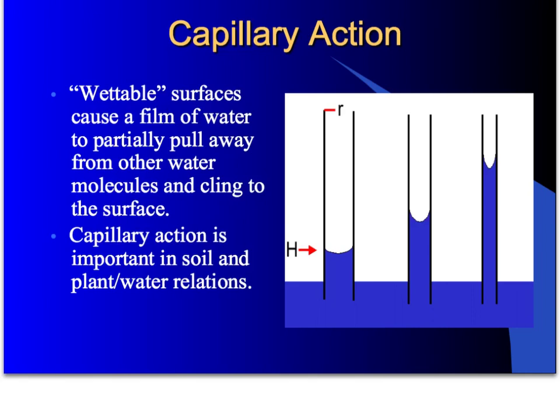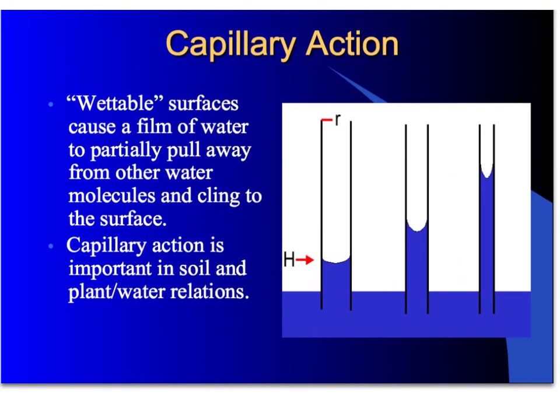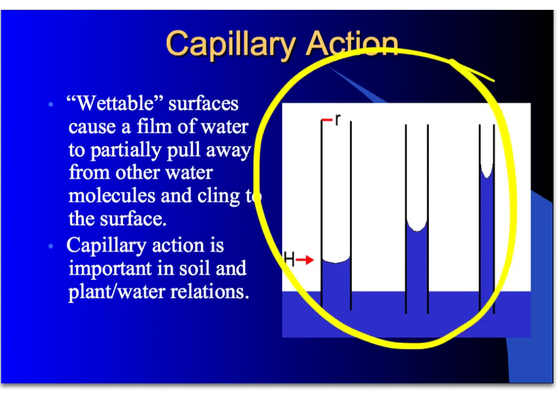The final property of water that we're going to talk about in this video is called capillary action. Capillary action is best understood by just looking at this picture here. You can see here in this little tube, the water is sticking right there on the sides and pulling itself up. Same thing here, you can see it kind of more dramatic. And over here you can see in that small capillary tube, it's really pulling itself up on the sides. This is because wettable surfaces cause a film of water to partially pull away from the other water molecules and cling to their surface.